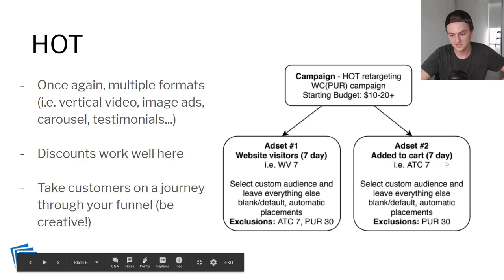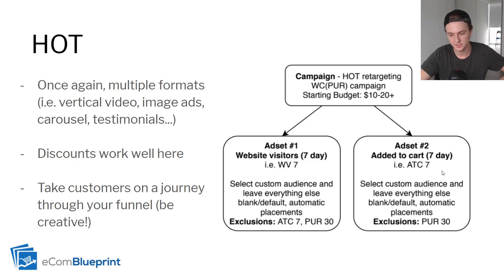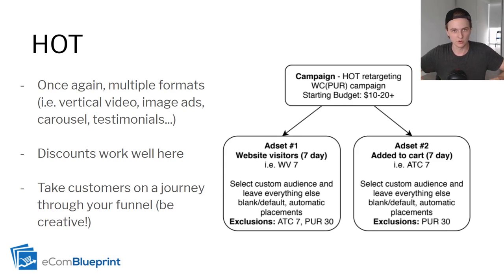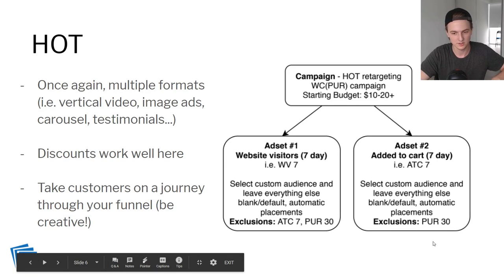And then the second ad set is add to cart. So that's why we excluded it here. The second ad set is add to cart in the last 7 days. And then you want to select the custom audience. Once again, leave everything else blank, automatic placements, and you only have to exclude purchase in the last 30 days here. And so once you have both that warm retargeting and that hot retargeting set up, you're going to be targeting all of the warm and hot audiences with zero overlap between your campaigns. And so this is what you want in order to get the best results.